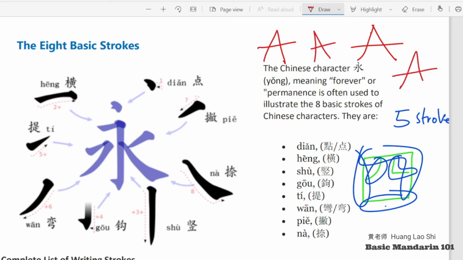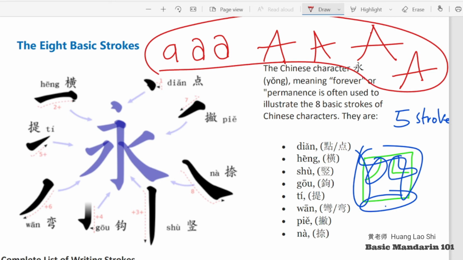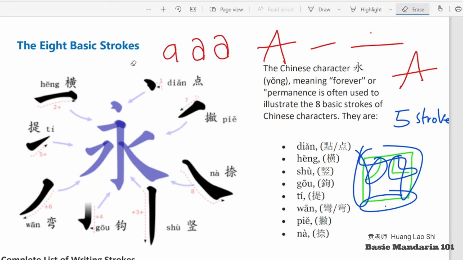You could write it like this, any way. For the small a, we can write it like this. We can write it like that. Or we can write it like this, right? It's okay. We have our own style. But for Hanzi, you cannot. There's only one order, okay?